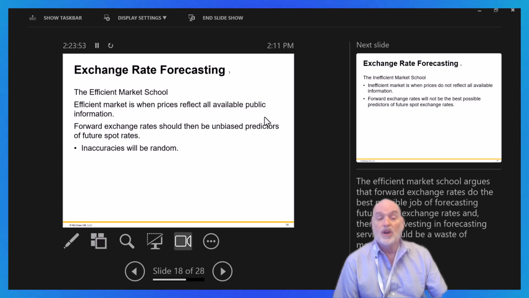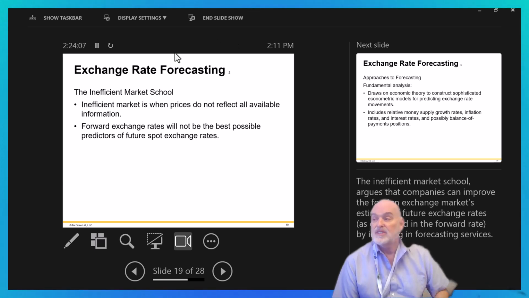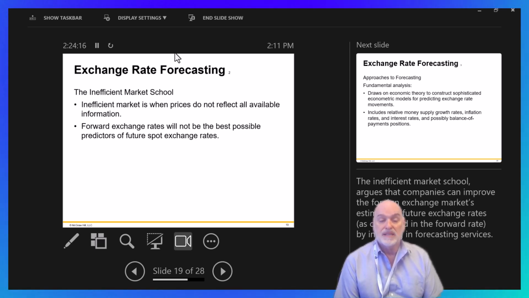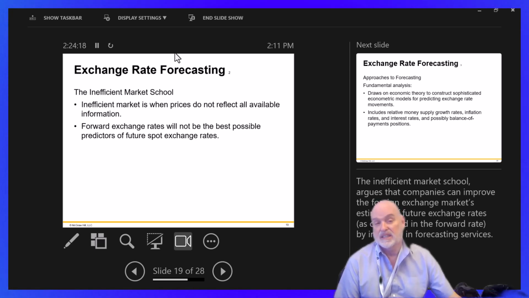The efficient market school. An efficient market is when prices reflect all available public information. Forward exchange rates should then be unbiased predictors of future spot rates. However, inaccuracies will be random. The inefficient market school. An inefficient market is when prices do not reflect all available information. Forward exchange rates will not be the best possible predictors of future spot exchange rates.